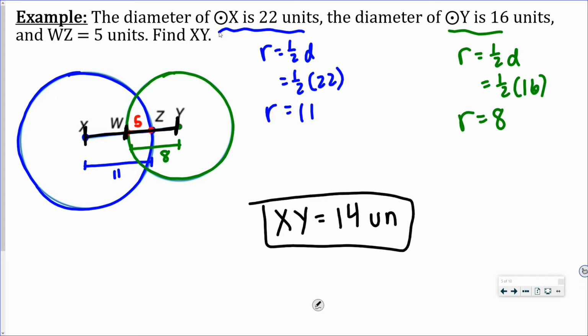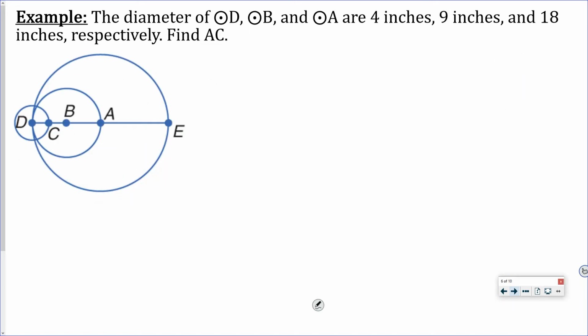Who else got 14? Somebody who got 14 do it a different way? Yes, Lillian. I added 11 and 8, and then I subtracted 5. Yes. So she did 11 plus 8, and then subtracted the part where they overlap. 14. Good. I'm so curious how you guys got 22 and 7. Okay, let's try another one.